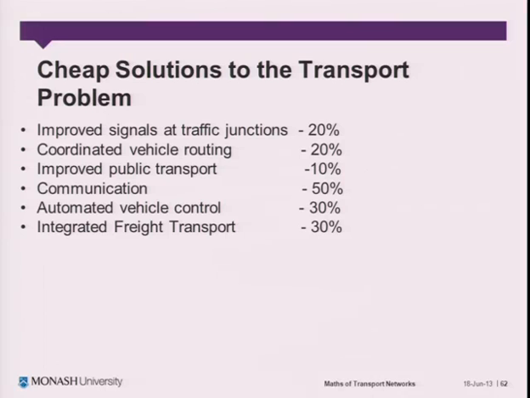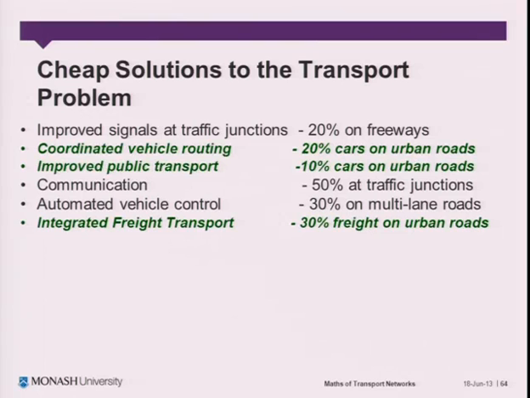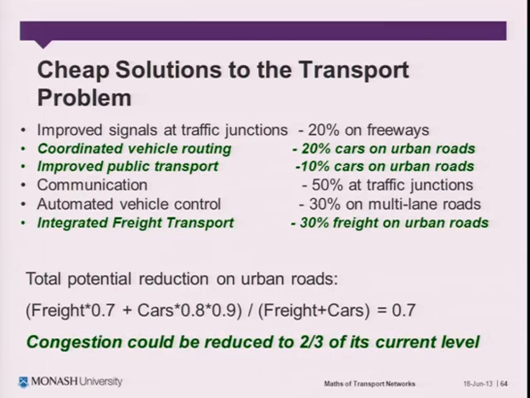So if we can save 20 plus 10 plus 50 plus 30 plus 30, we've got a negative amount of traffic on our roads. I suppose we can split these things up into cars on urban roads and traffic junctions. Looking at the area of least saving, just on the urban roads, we're going to save 30% on the freight, so that's 0.7 of the freight that remains. We're going to save 20% on the coordinated vehicle routing and 10% on the improved public transport, so that's 0.8 times 0.9. So if we just apply these techniques, mathematically we get down to about 2/3 of the current congestion is what we can aim at.